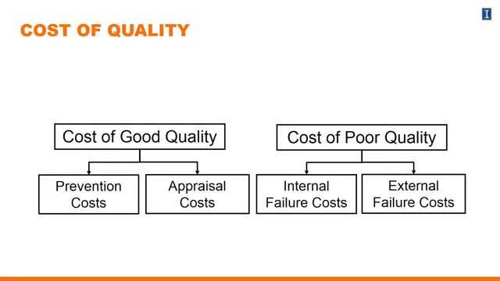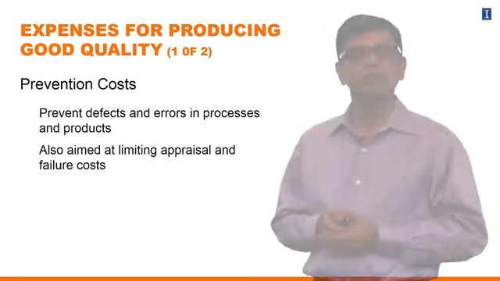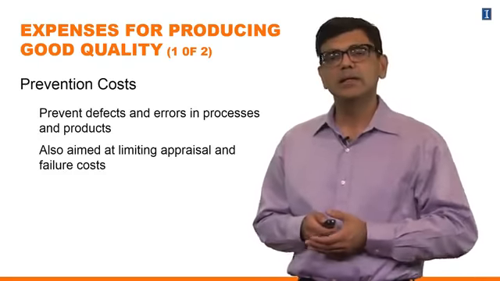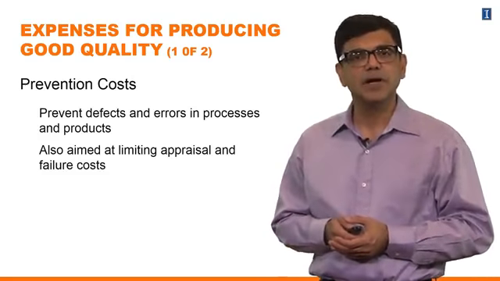So those are the costs that a company incurs as a result of their being poor quality. So poor quality has already happened, and these are the costs that are being incurred as a result of that. So those are more the reactive costs, and the costs of good quality are the proactive costs. Those are things that companies are doing on purpose. Let's take a closer look at each of these types of costs.